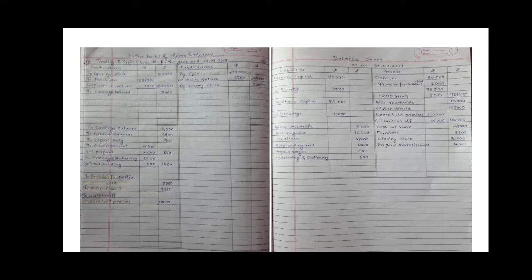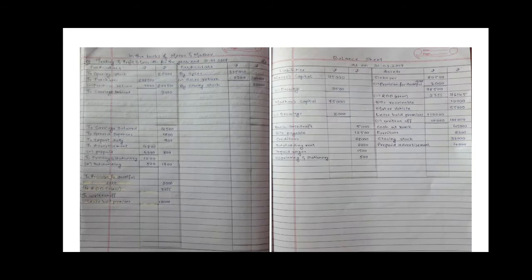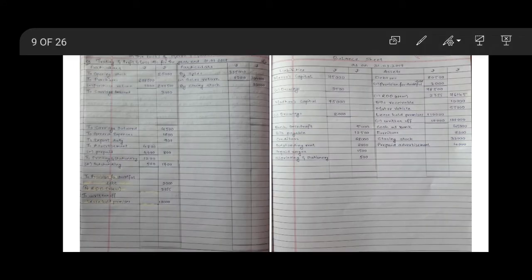Here you can see prepaid advertisement expenses not 800 but 4000. Here you can see I have marked, I have written advertisement expenses. It was written 4800. 800 will come outside, that means 4000 is prepaid, and prepaid is always deducted. The next effect comes to asset side of balance sheet, prepaid advertisement expenses 4000.